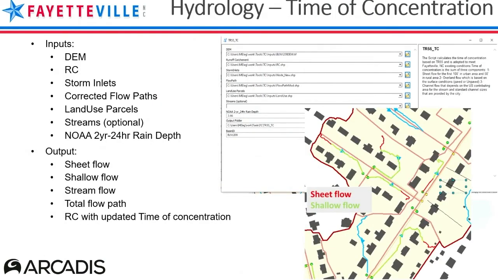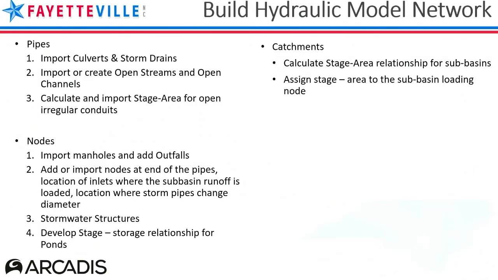Once the flow paths are corrected, the time of concentration tool is used to calculate time of concentration. This data, along with the DEM, rating curve, storm inlets, land use parcels, and rainfall depths were inserted into the ICM model. The ICM model would then calculate the flow, the total flow path, and rating curve with an updated time of concentration.